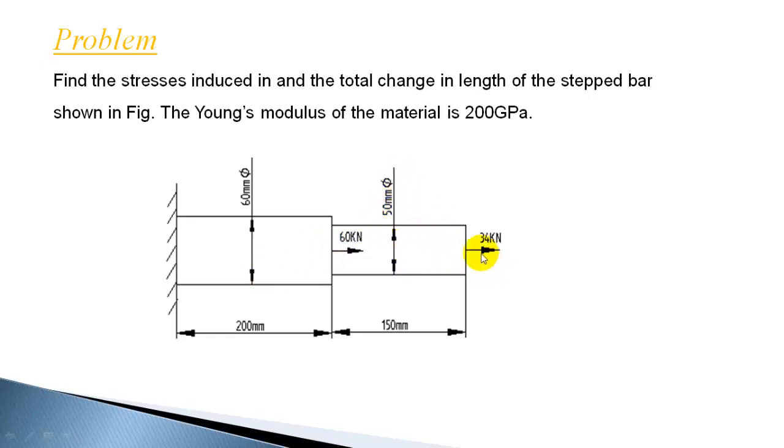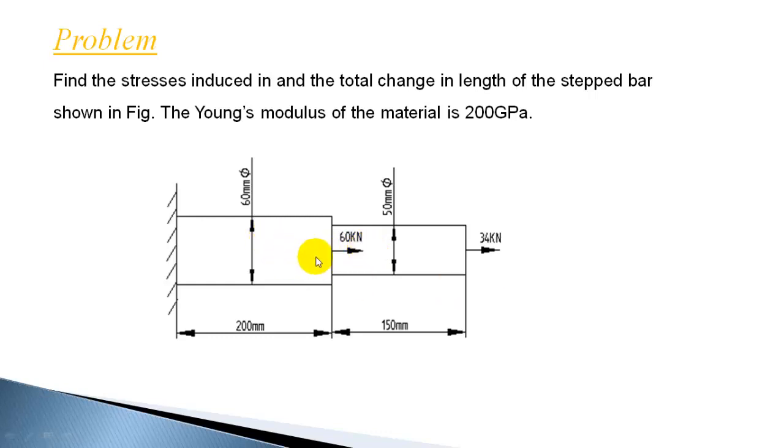In this case, it is subjected to a pull of 34 kilonewton at the end, and also an intermediate load of 60 kilonewton. It is pulling towards the right, and it is applied here. Now one force is acting at the end, 34 kilonewton, pulling the stepped bar at the end, and another force is acting at the junction here, and it is 60 kilonewton. Again it is pulling towards the right.